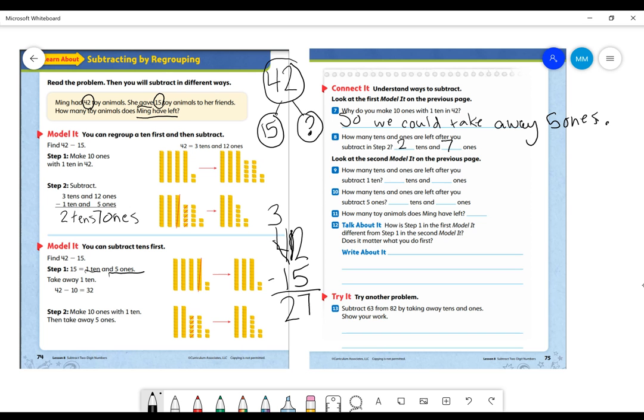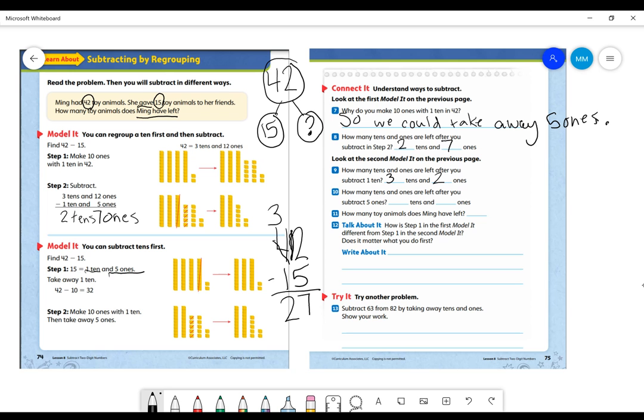It says, look at the second model on the previous page. How many tens and ones are left after you subtracted 1 ten? So in this step, when we subtracted 1 ten, how many tens did we have left? We had 3 tens. And how many ones? 2 ones. How many tens and ones are left after you subtract 5 ones?